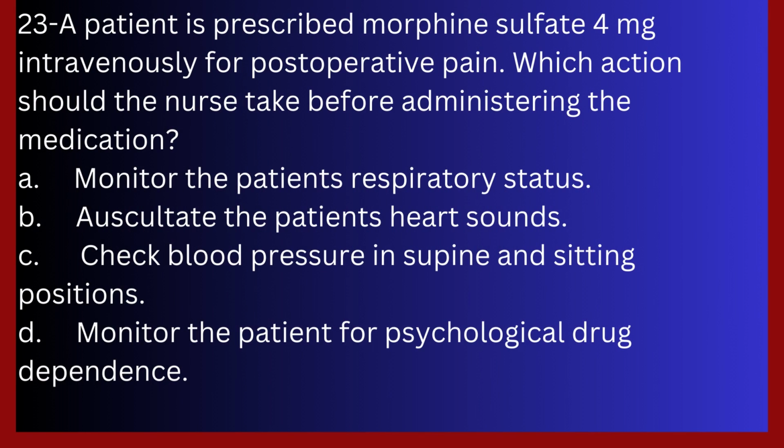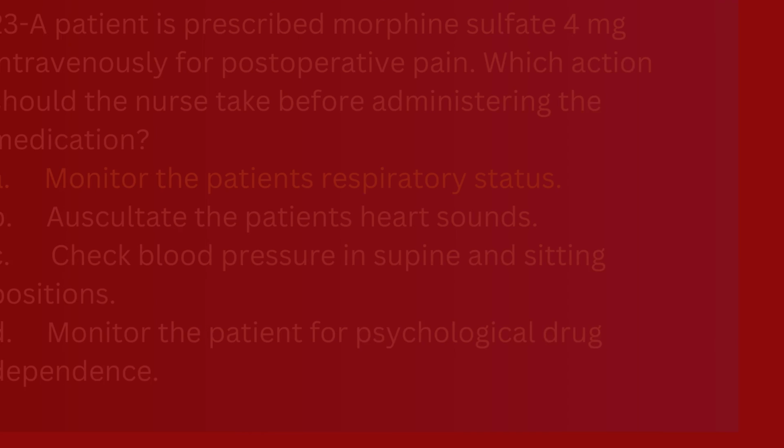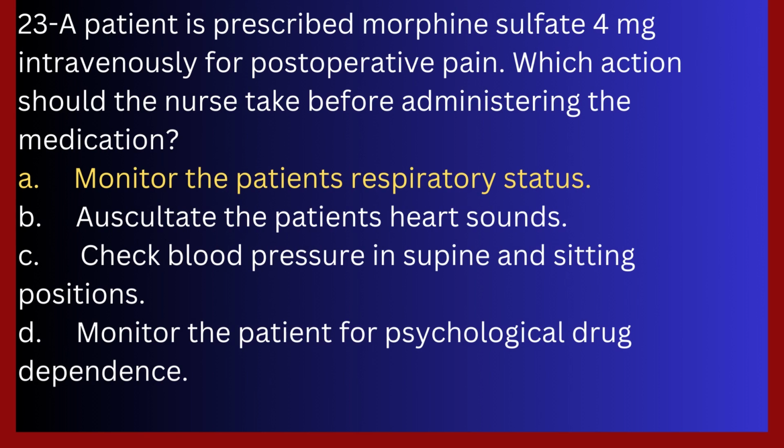Question number 23. A patient is prescribed morphine sulfate 4 mg intravenously for post-operative pain. Which action should the nurse take before administering the medication? A. Monitor the patient's respiratory status. B. Auscultate the patient's heart sounds. C. Check blood pressure in supine and sitting position. D. Monitor the patient for psychological drug dependence. The answer is A. Monitor the patient's respiratory status.